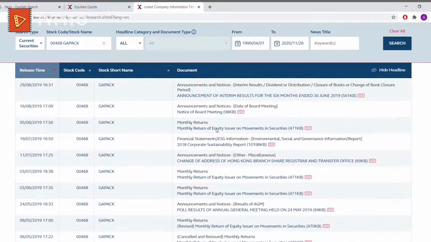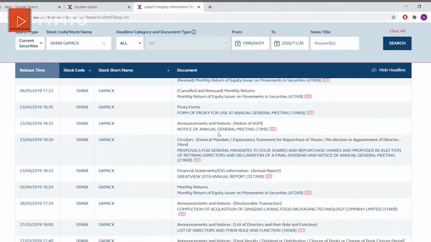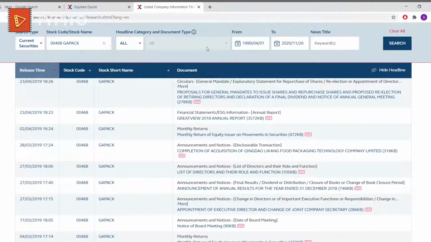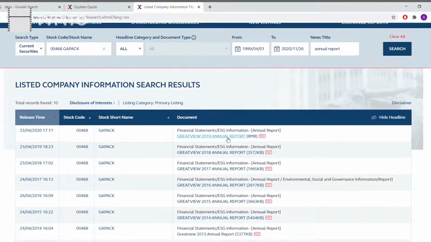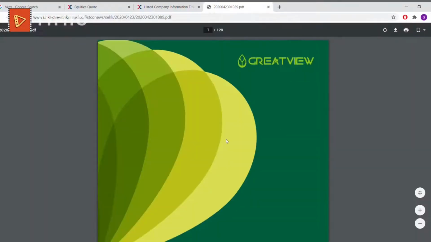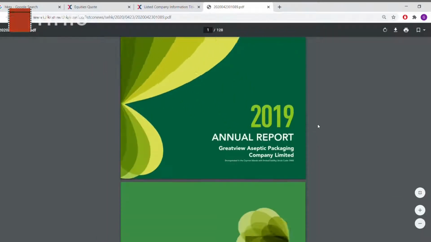In this case, we will be looking at the annual report. If there are too many, you may actually search for the keyword over here. Simply type in annual report and press enter. And let's look at the 2019 annual report. Okay, so this is how the annual report looks like.